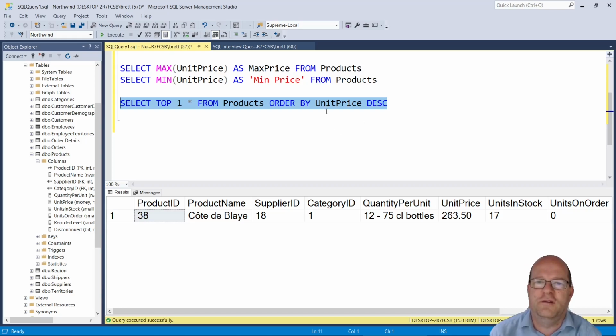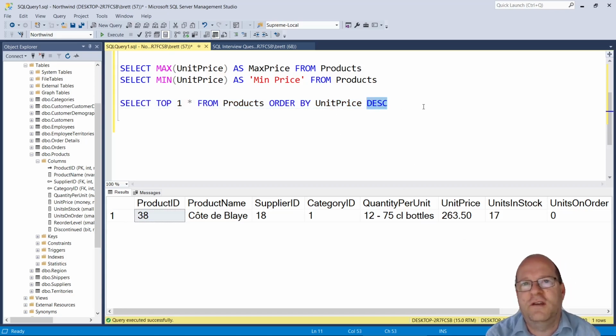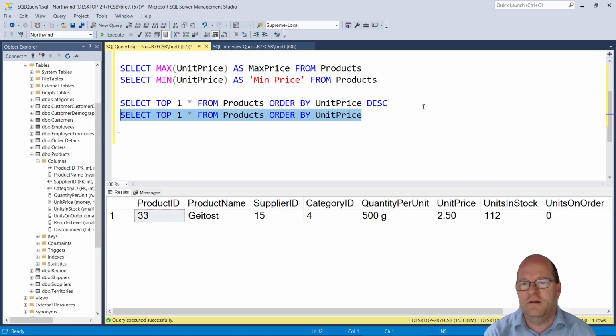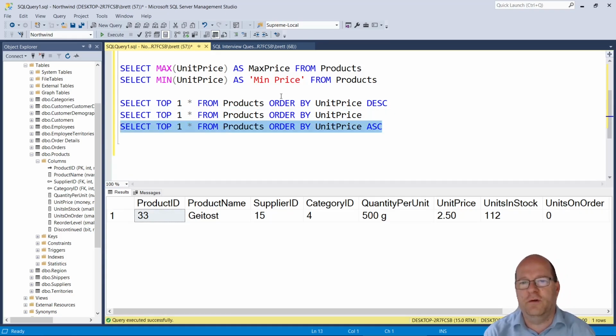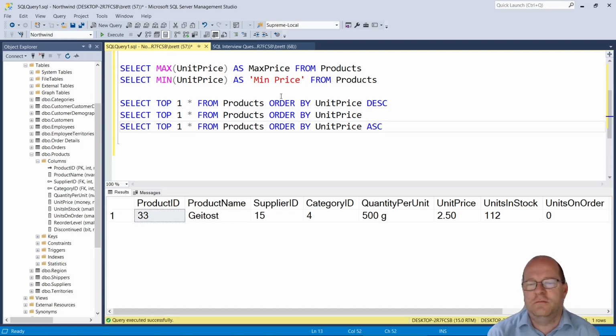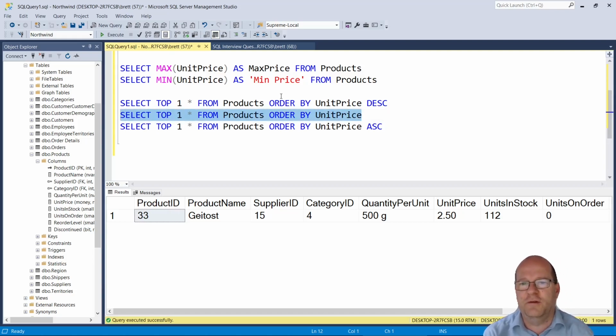All we have to do is to order by unit price and desc. That means in descending order, so the most expensive ones will come out first. And if we leave out desc, we get the cheapest product. We can also write ASC here for ascending. That starts with the lowest one. More experienced developers know you can always leave it out here because ascending is the default order.